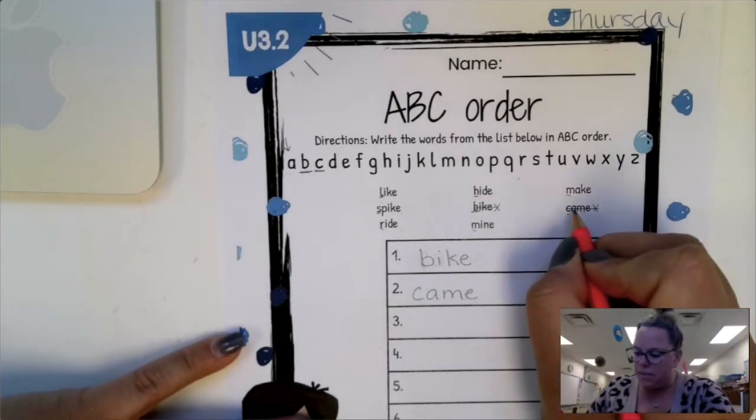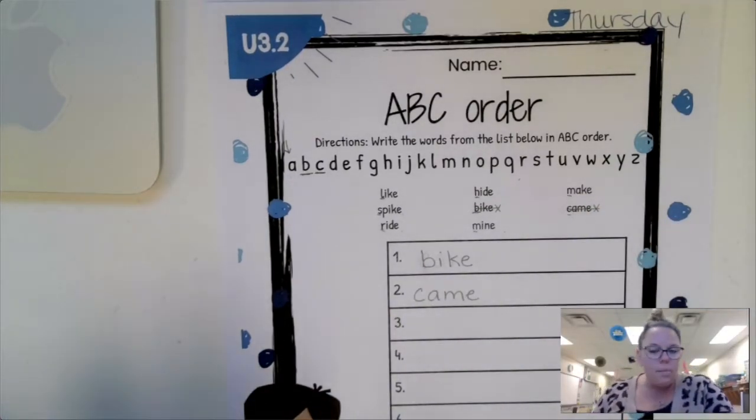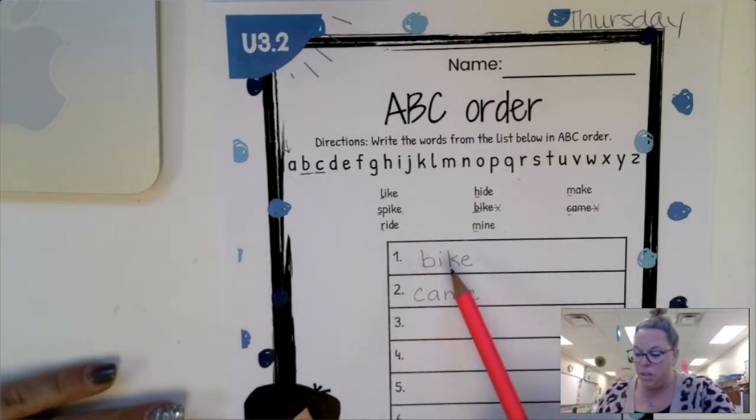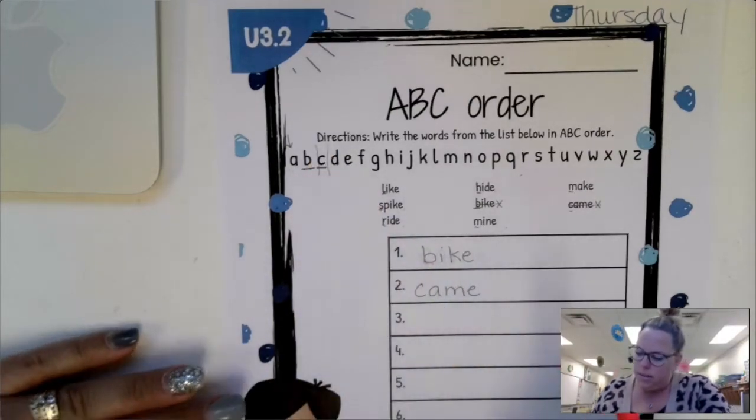See, we all make mistakes, first grade. It's what we do with it. We can sit and pout and whine and complain about it, or we can just fix it. And we are choosing to fix it. So, B comes before C. So, we're done with B. Now we're done with C. We have to keep going.